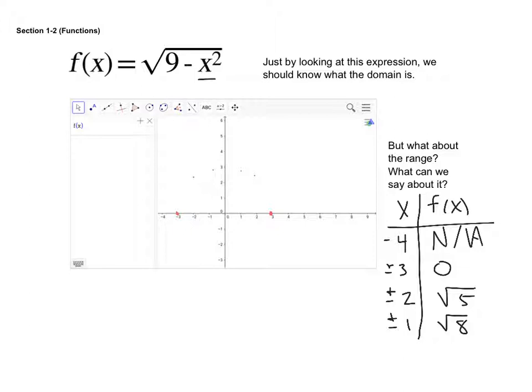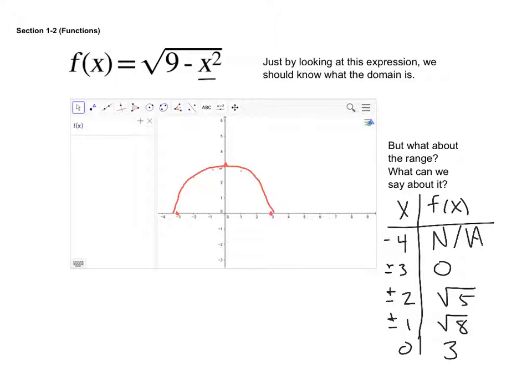And then when x is 0, and I didn't do that on my table, but when x is 0, 9 minus 0 squared, that's 9 minus 0, and that's 9. And then the square root of 9 is 3. So when x is 0, I get a 3 right there. My dot was messy there. And then all of the dots connecting, pardon my terrible drawing right there. And that is the graph for this function.